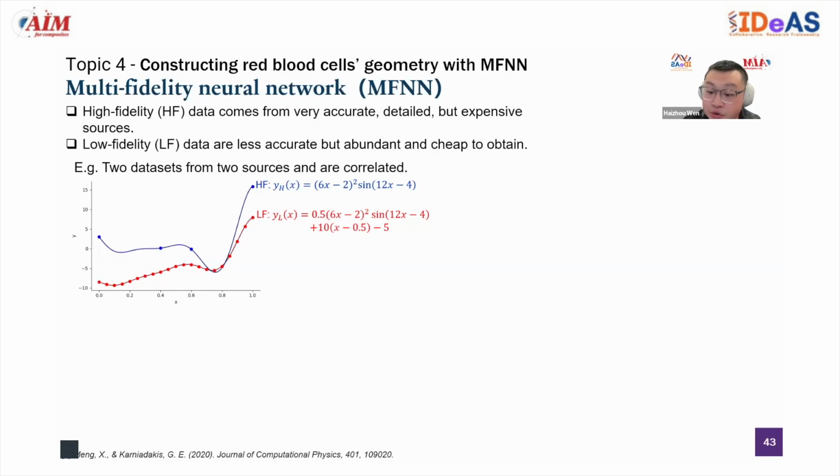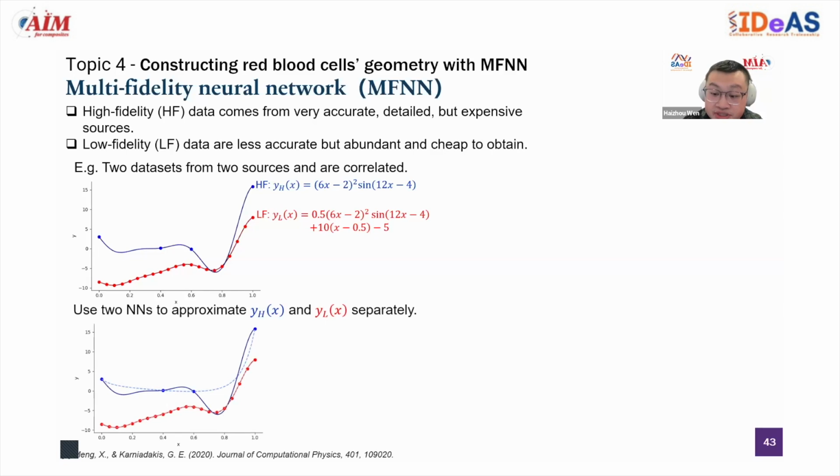Here I use a very simple mathematical function example to show you how MFNN works. There are two sets of data. The blue dots are high fidelity data, and they are very few but very accurate. The blue line is the function that we want to approximate. In contrast, the red dots are the low fidelity data points, and there are many, and the red line behind them is the low fidelity data function. The two functions share some sort of correlation.